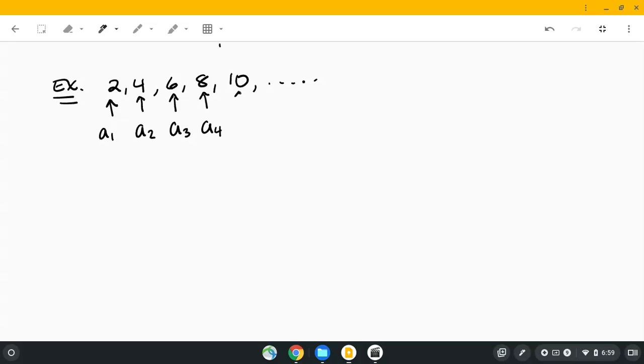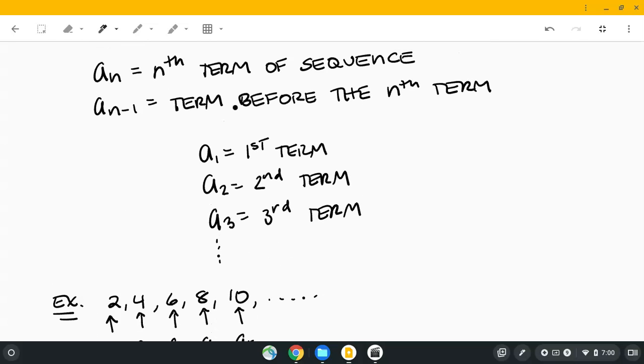Suppose that I have this sequence 2, 4, 6, 8, 10, and so on. Clearly this is A1, our first term. This one here is A2, our second term. This one is A3, our third term. This one is A4, our fourth term. And this one is A5, our fifth term. This is the way we use the second notation that I showed you up here.